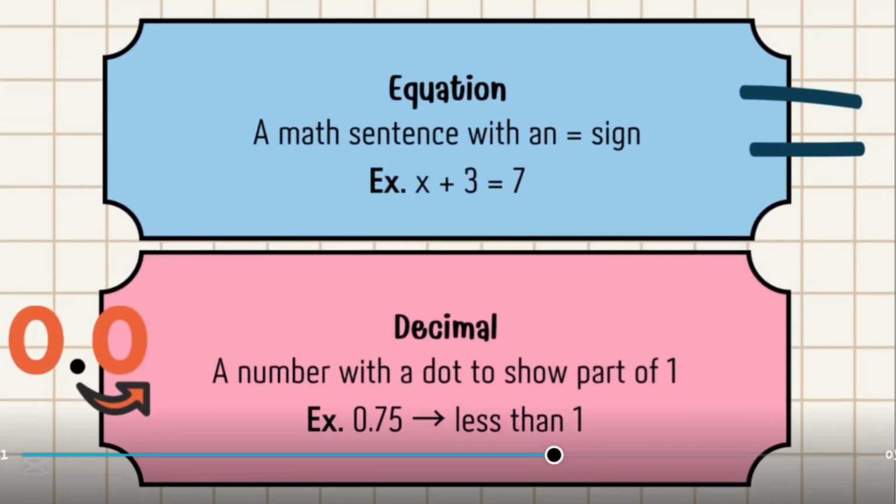Alright, now we're jumping into some math language. An equation is like a math sentence that tells you something is equal, and it always has an equal sign. For example, x plus 3 equals 7. Here, you can figure out what x is by solving the equation. A decimal is a number with a dot in it to show values less than 1. Like 0.75. That's not a full one, but it's almost there. Decimals are super helpful when working with money, measurements, and so much more.